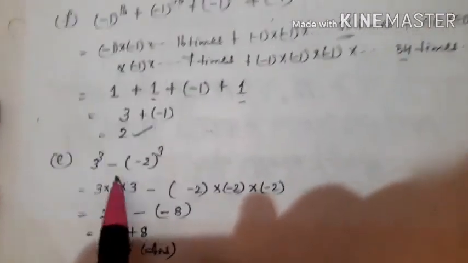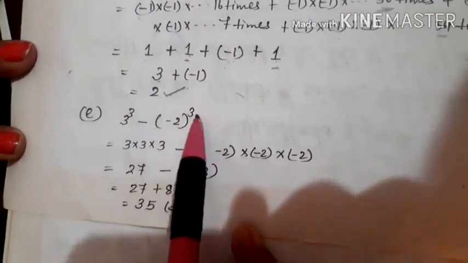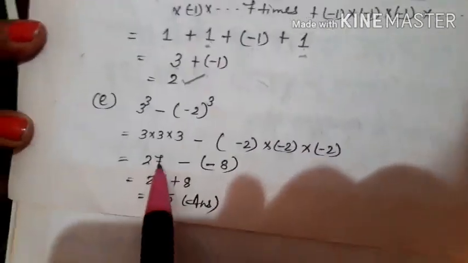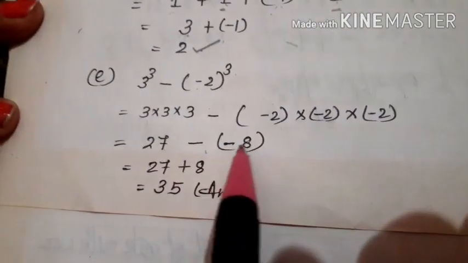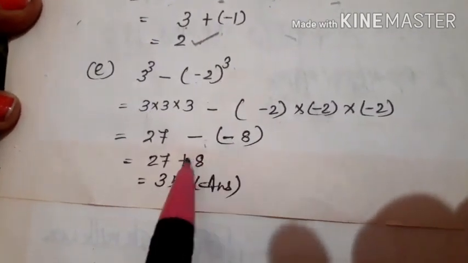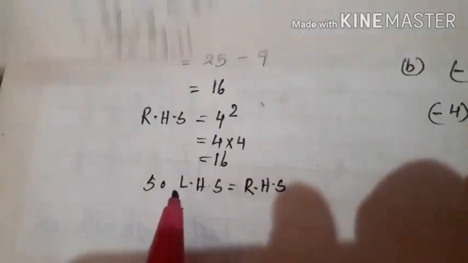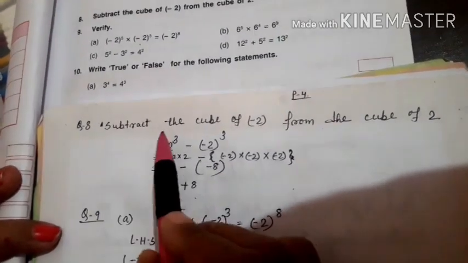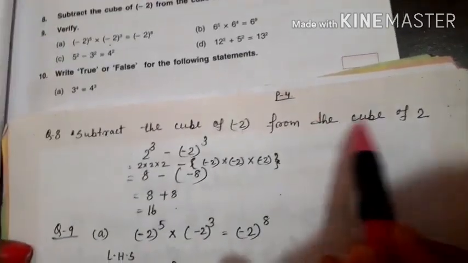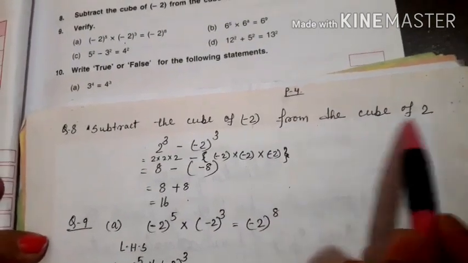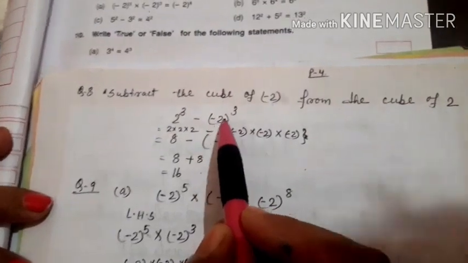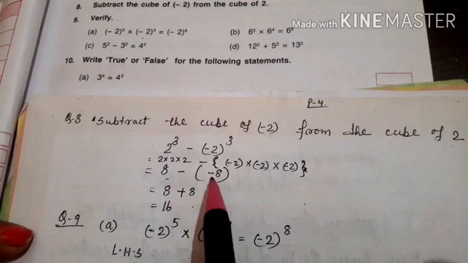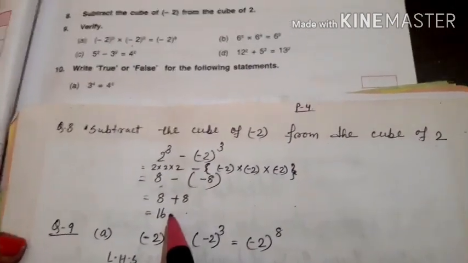3 to the power 3 minus minus 2 to the power 3. 3 into 3 into 3, 27, minus minus 2 into minus 2 into minus 2, which is equal to minus 8. Minus into minus is plus, which is equal to 35. Question number 8. Subtract the cube of minus 2 from the cube of 2. From the cube of 2 means 2 to the power 3 minus cube of minus 2, minus 2 to the power 3, which is equal to 8 minus minus 8. 8 plus 8 is equal to 16.